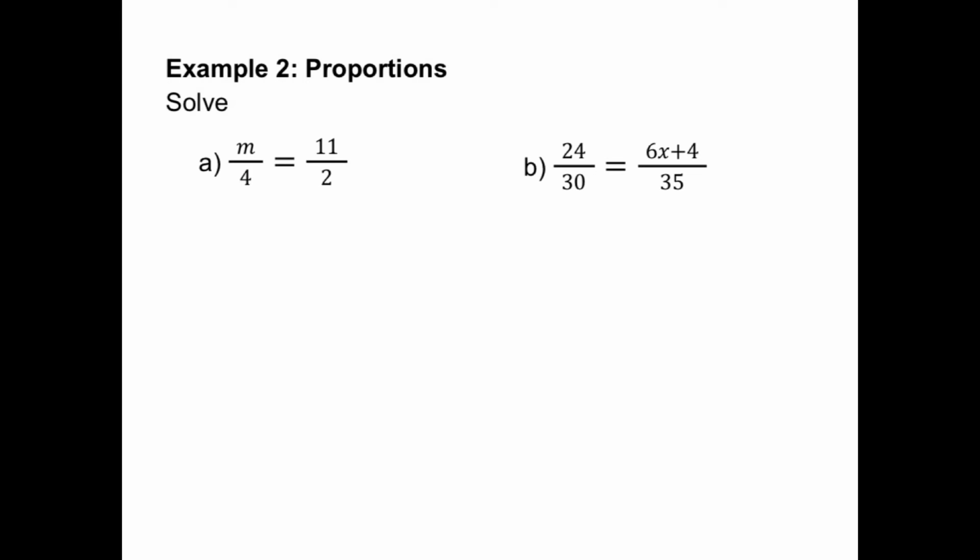Now let's get into solving proportions. We're going to solve using cross multiplication. Sometimes it ends up looking like a shoelace here. We're going to take m times 2. That's going to give me 2m.